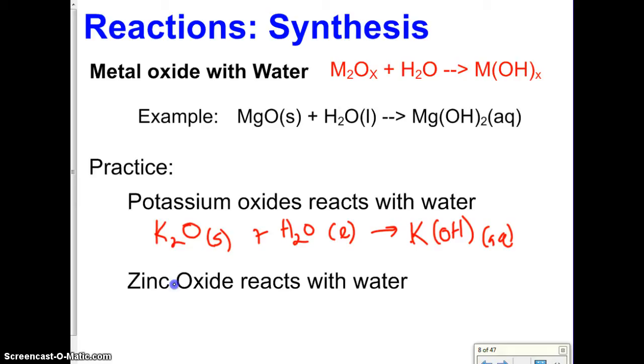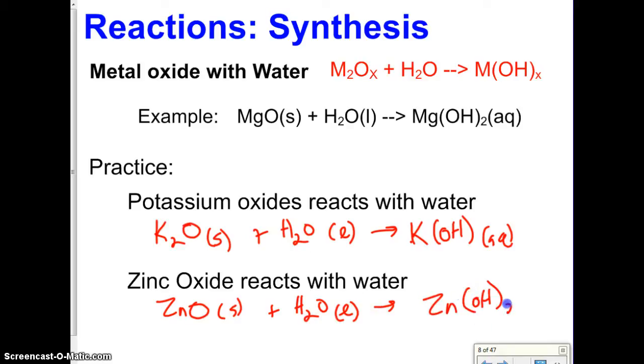Zinc oxide. Notice there's no charge here. That's because zinc is always a +2. So we don't need to baby ourselves with saying zinc 2 oxide anymore. Zinc oxide we know is +2, with oxide being -2, so ZnO. And that again is a solid plus water, which is a liquid, reacting to form zinc 2 hydroxide. Again, zinc hydroxide, we don't need the 2. Well, Zn +2 plus hydroxide -1 is Zn(OH)2.